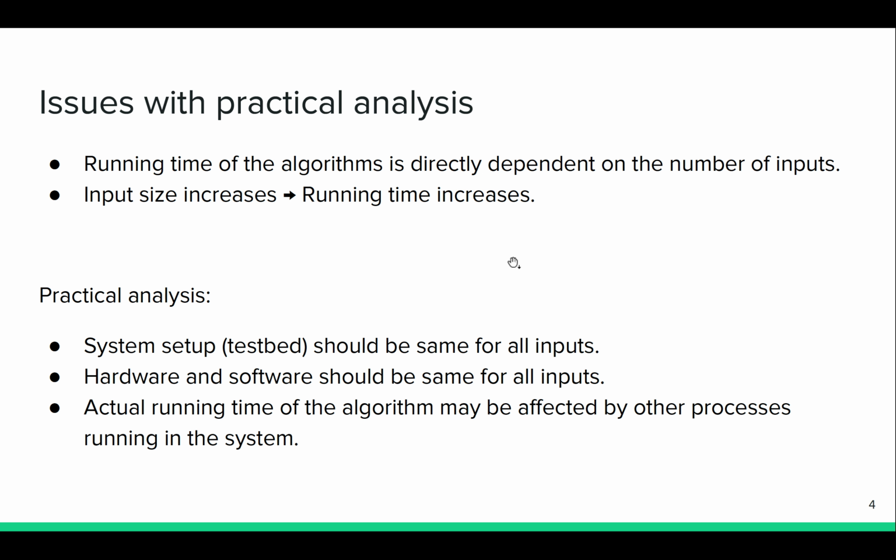Similarly, the hardware and the software configurations that we are using should be the same for all the inputs. Apart from that, the actual running time of the algorithm that I am trying to test may sometimes be affected by the other processes that are running in the system. Because, as we all know, in operating systems, the other processes also consume a certain amount of CPU time and main memory. So depending on how many processes are running and how much main memory is being consumed by those processes, the running time of the algorithm that we are trying to test will also be impacted.